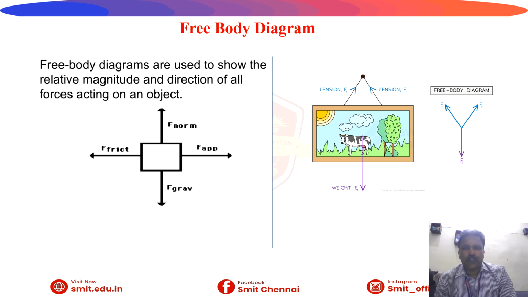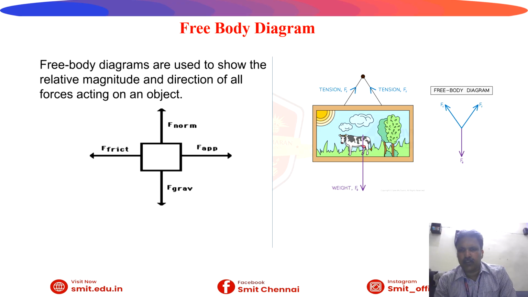Then we can move on to the free body diagram. Free body diagrams are used to show the relative magnitude and direction of all forces acting on a body or object. Whenever a force is applied, the frictional force will be acting in the opposite direction. Normal will be perpendicular to the body. Gravity will be acting downwards.